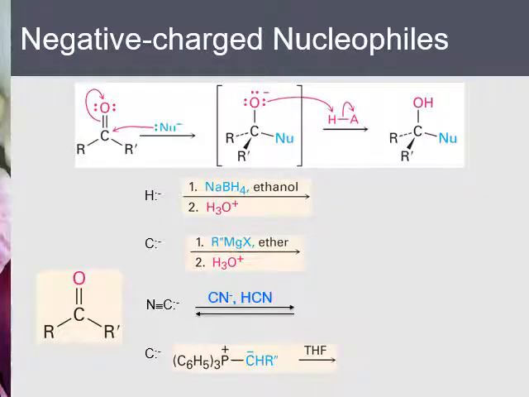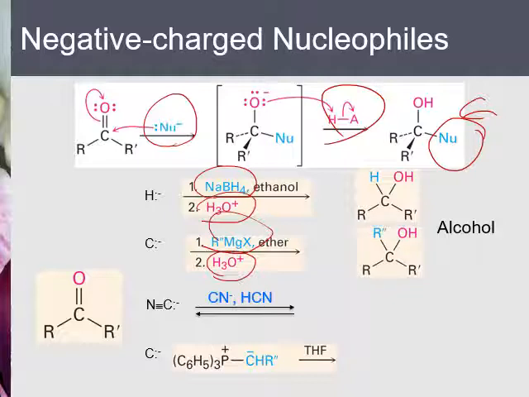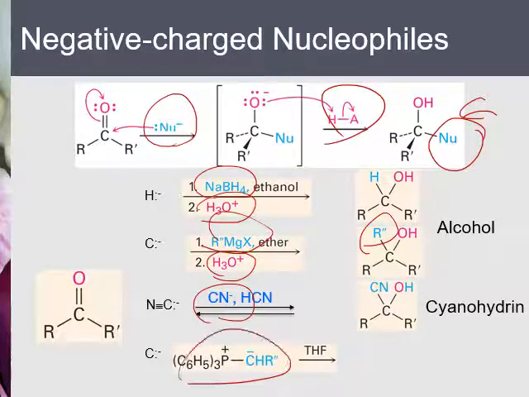Here again shows the two-step mechanism. Nucleophilic addition, then protonation, gives you an alcohol with the nucleophile added to the product. You have already seen some of these reactions. For example, the reduction with sodium borohydride followed by protonation gives you an alcohol. Grignard reaction followed by protonation gives you an alcohol with carbanion added to the product. And there are some new reactions we're going to see. Cyanide reaction gives you cyanohydrin, and an ylide reaction with a carbonyl compound gives you an alkene.